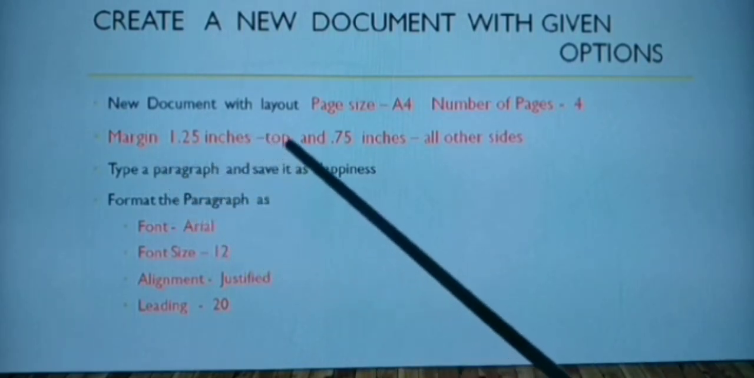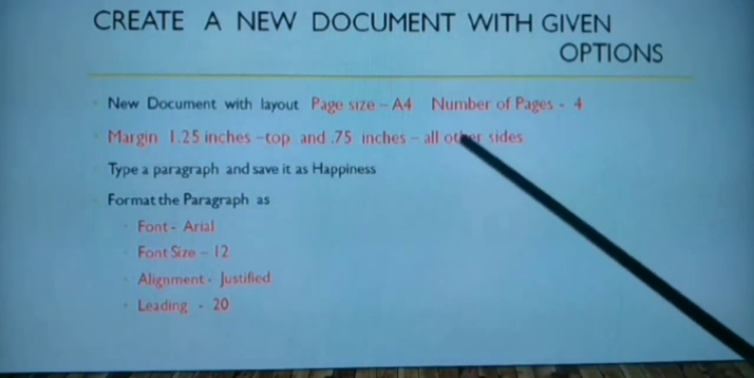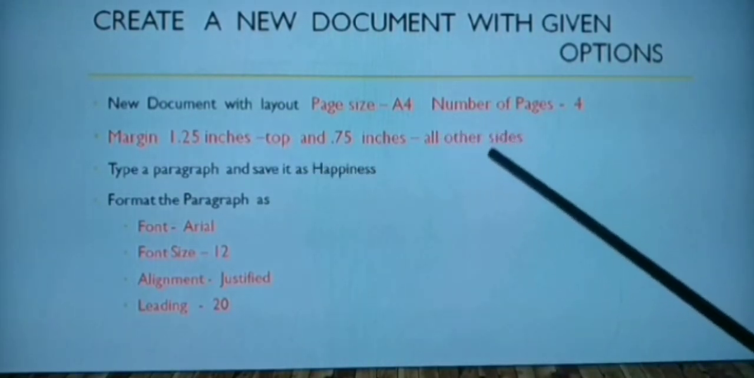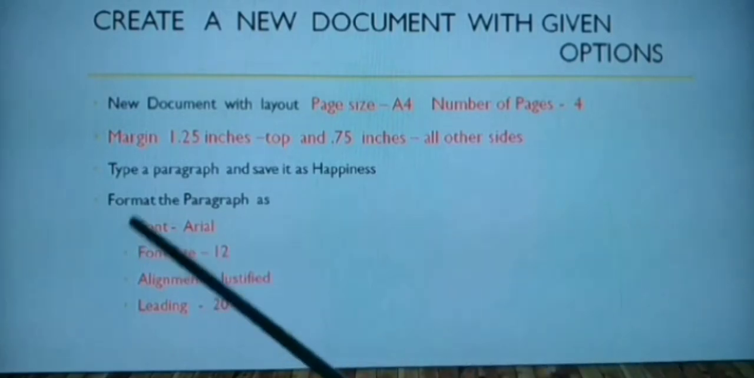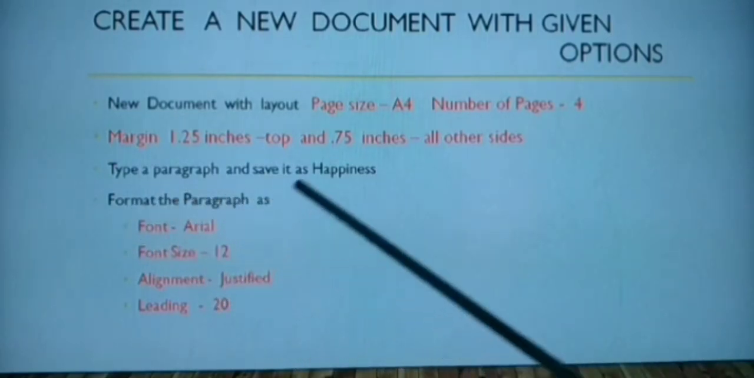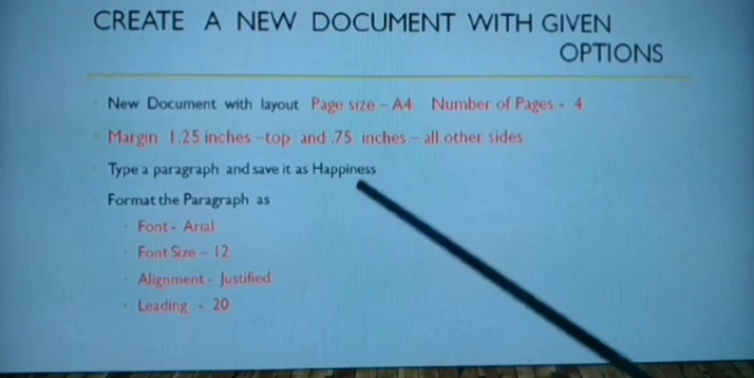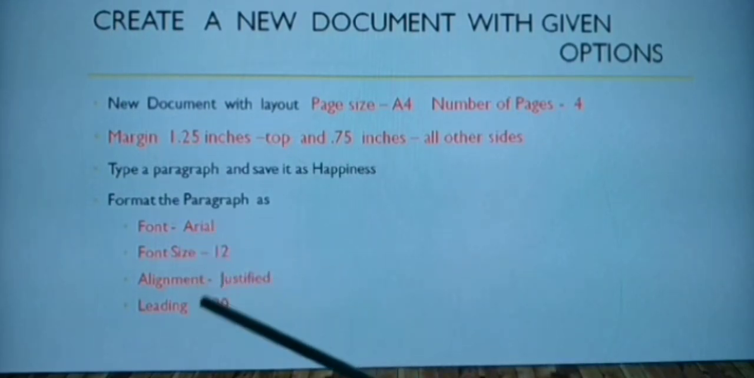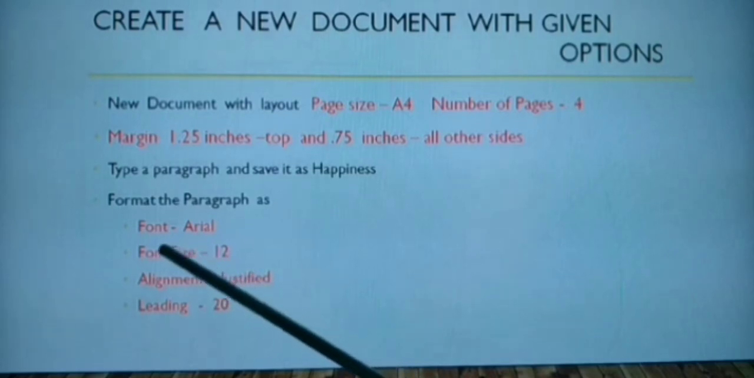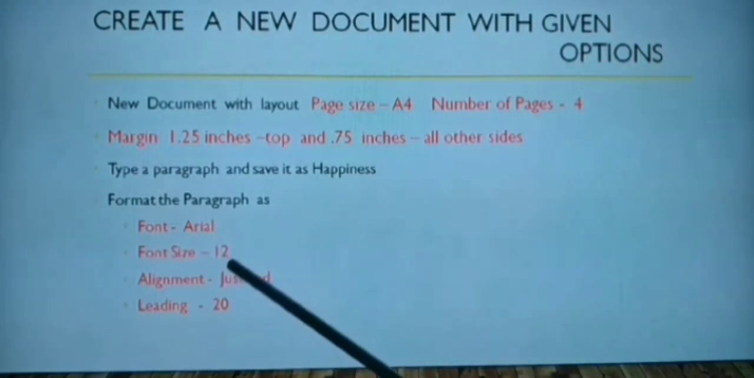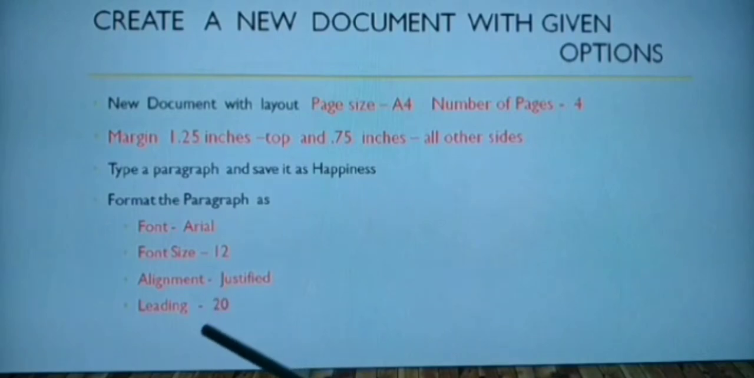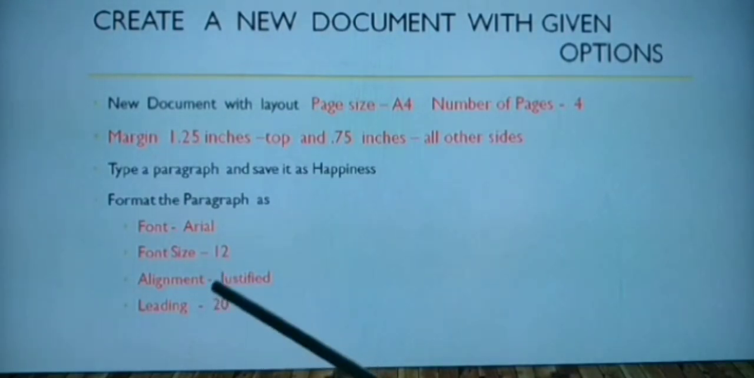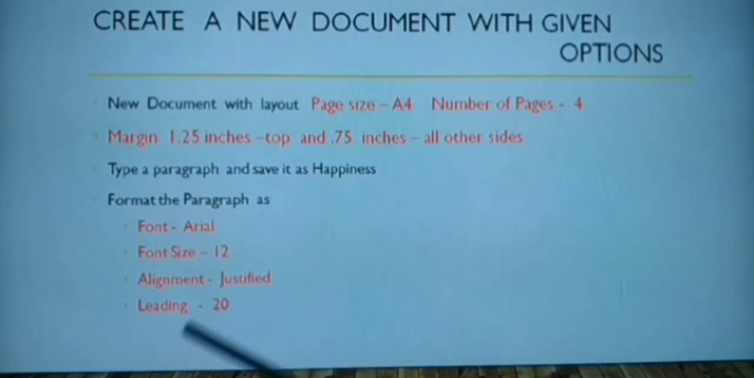margins, that is the top value and the remaining other sides. You also have to specify the values for the other sides. Then you have to type a paragraph and save it with the name happiness. Then you have to format the paragraph with the alignment given for you. That is, font is to be Arial, font size to be 12, the alignment must be justified and leading to be 20. So these are the formatting changes that you have to do in this paragraph. Okay, we can see how to proceed with this.